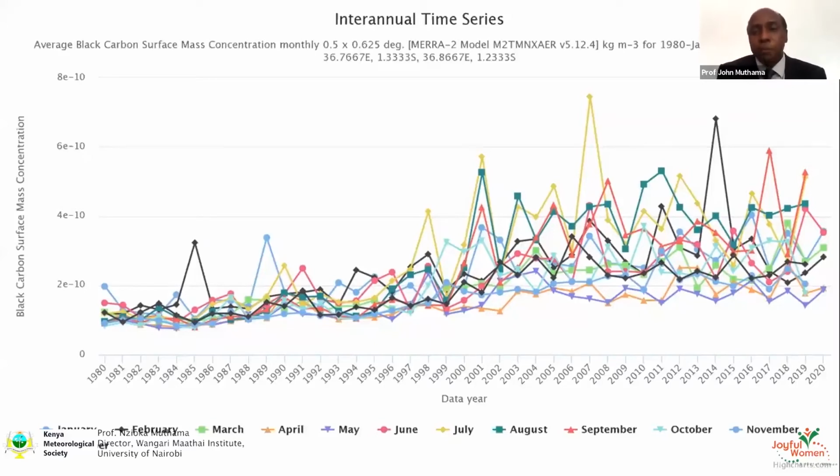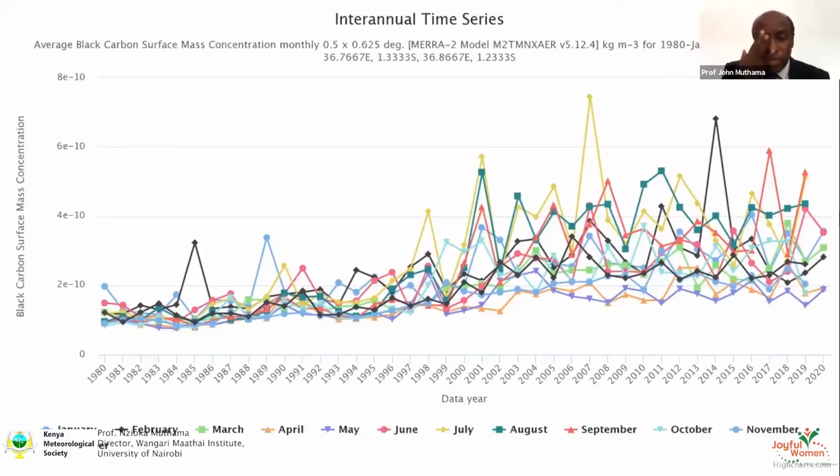So we have monthly values. What do I mean by monthly values? You take the black carbon for January, and here we are starting from 1980 up to present. Then you get February from 1980 up to present. The pattern we are seeing is that, irrespective of the variability, there's a gradual increase in black carbon. So the vehicles are increasing, the fuel consumption is increasing, and the black carbon is also increasing.